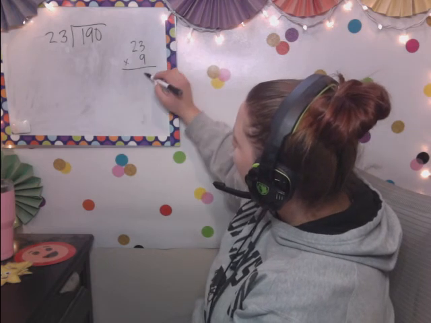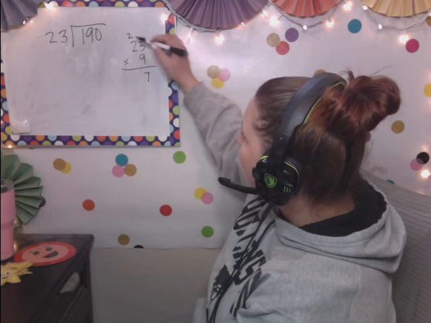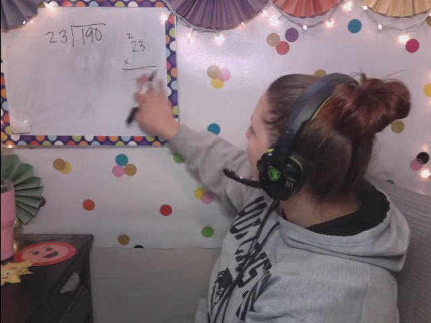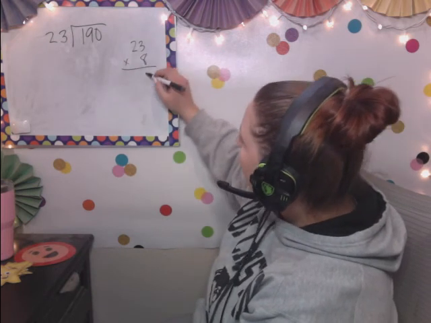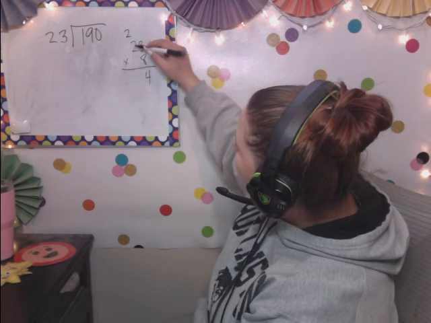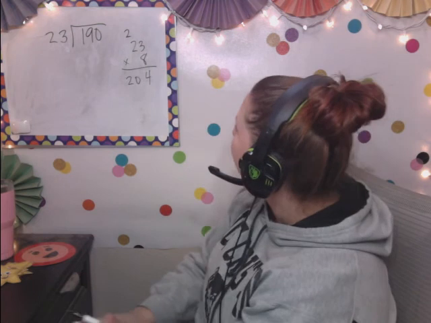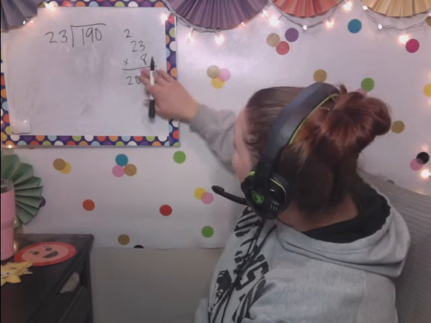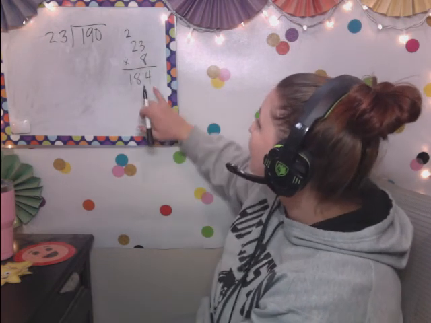3 times 9 is 27. 2 times 9 is 18, plus 2 is 207. Ooh, too far. So why don't we try 8? Go down 1, see if that works for us. 3 times 8 is 24. 2, 18, plus 2 is 204. I think I did that wrong. 24, 2 times 8 is 16 plus 2 is 18. I apologize. All right, so 184, there it is.